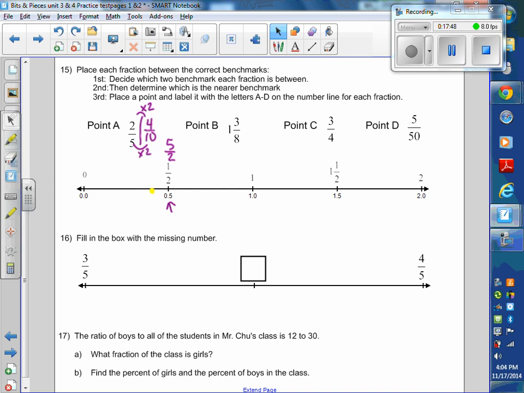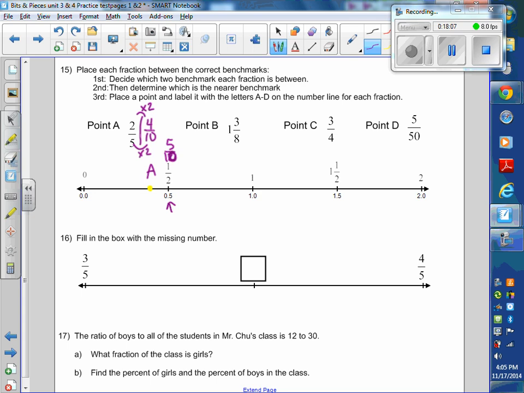But since it's 4/10 and this is 5/10, a half is 5/10. 4/10 is going to be closer to a half than it is to 0. So then you just put label A there and a point.